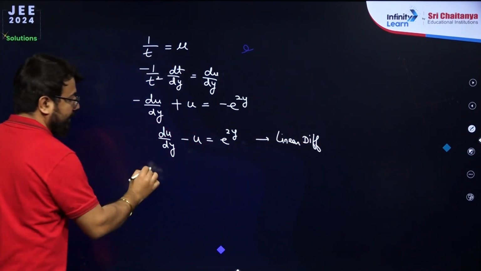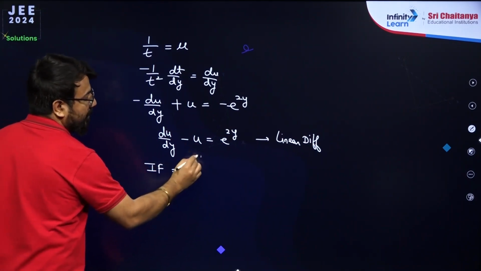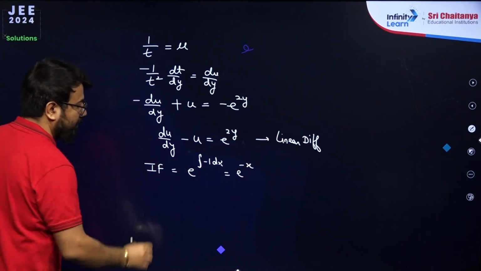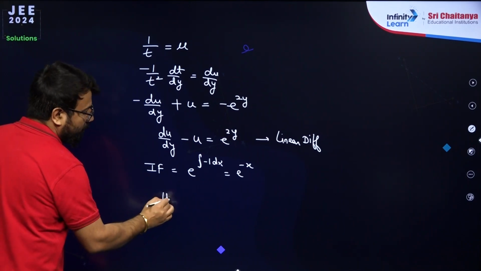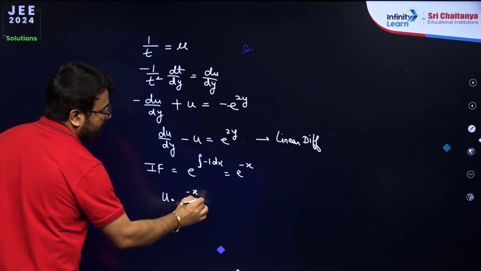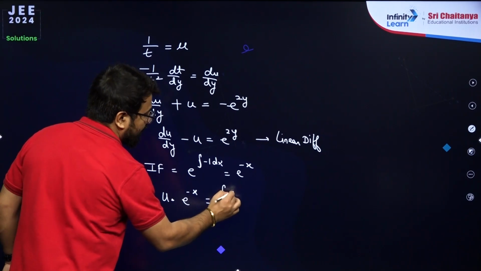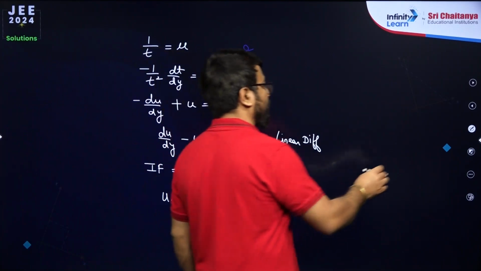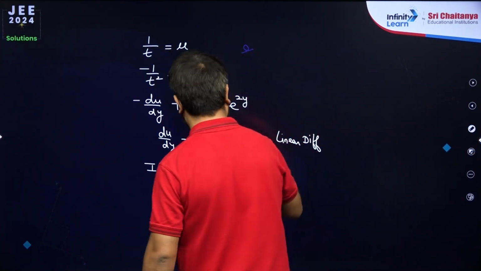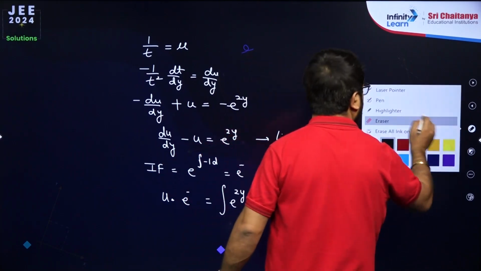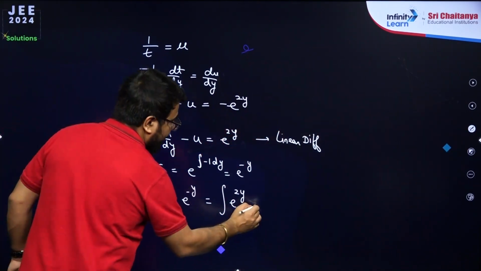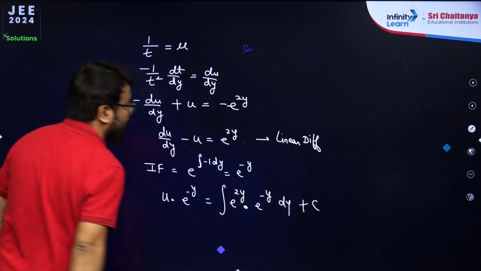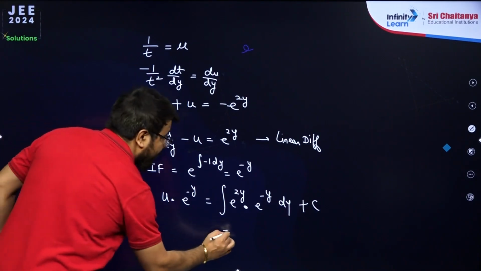Let us find the integrating factor. e raised to the power integration p dx. So e raised to the power minus y will be obtained. So we will write here u into integrating factor is equal to integration of e raised to the power 2y into integrating factor. Sorry, I integrated with respect to x over here, but it should be integrated with respect to y. Okay, q into integrating factor plus c. So basically e raised to the power y integration will be e raised to the power y itself.